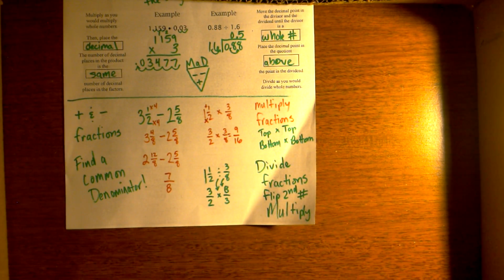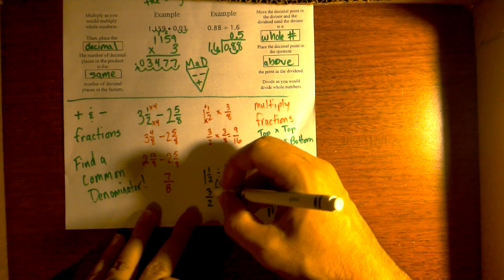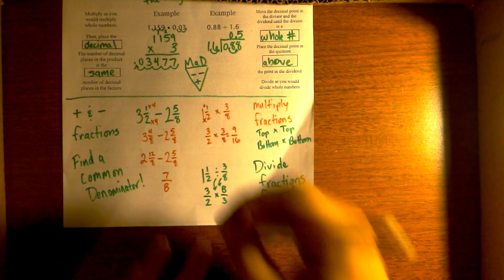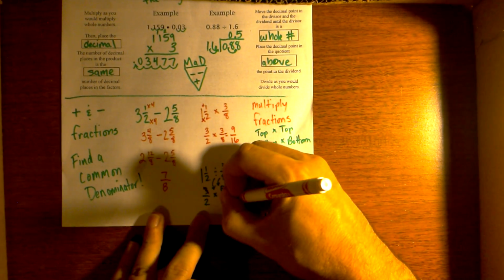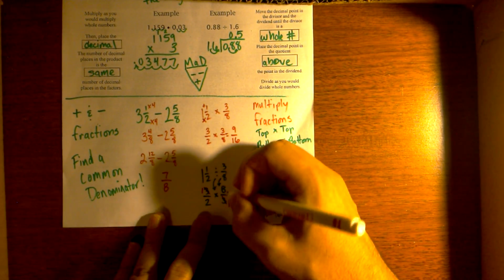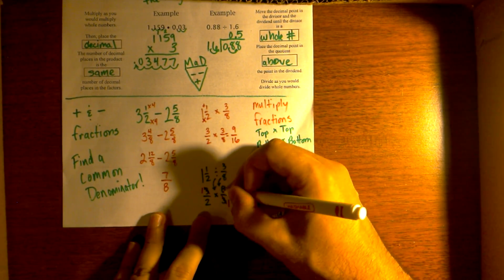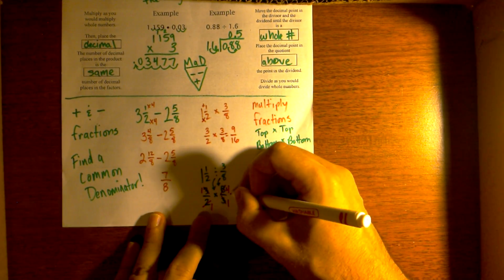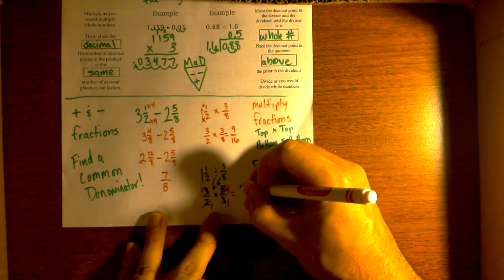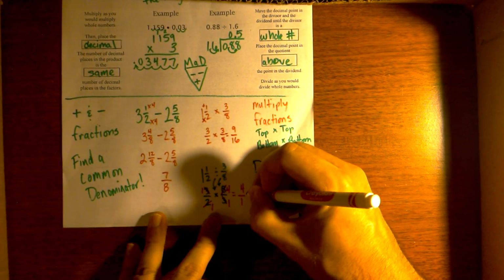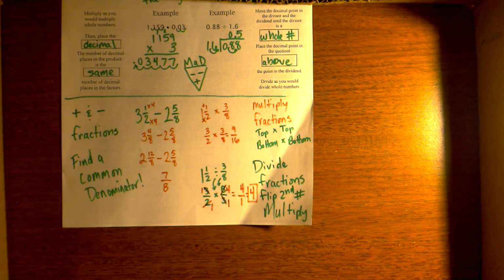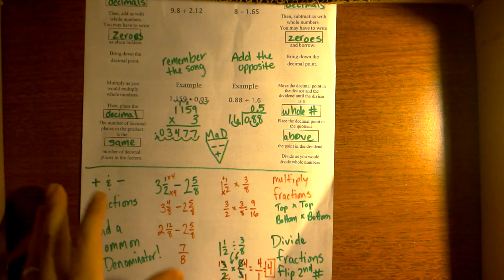Now, I know to reduce the 3's, divide by 3, divide by 3, so that becomes a 1 and a 1. I can reduce the 8, divide by 2, that becomes a 4, divide by 2, that becomes a 1. So I end up with 4/1, which equals 4.